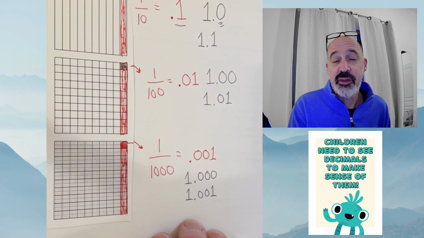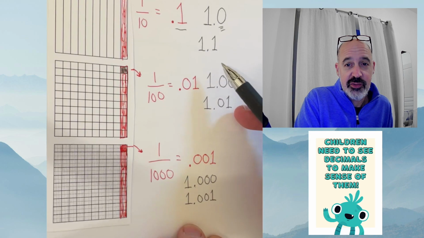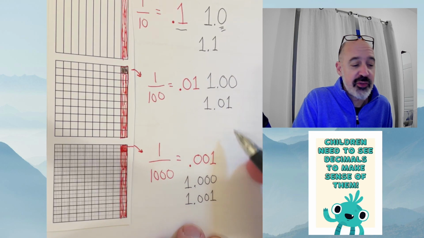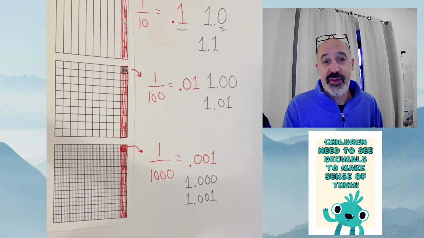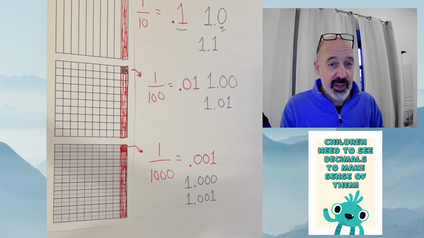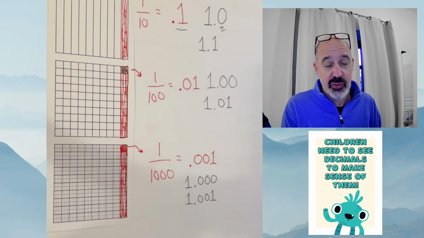You need to repeat this repeatedly with your kids so they can really make sense of these place values, because tenths, hundredths, and thousandths are really focused on in 3rd grade and 4th grade, but the pattern just continues. So next time we will talk about different values than just ones and how to put together tenths and hundredths and thousandths so that it really makes sense.